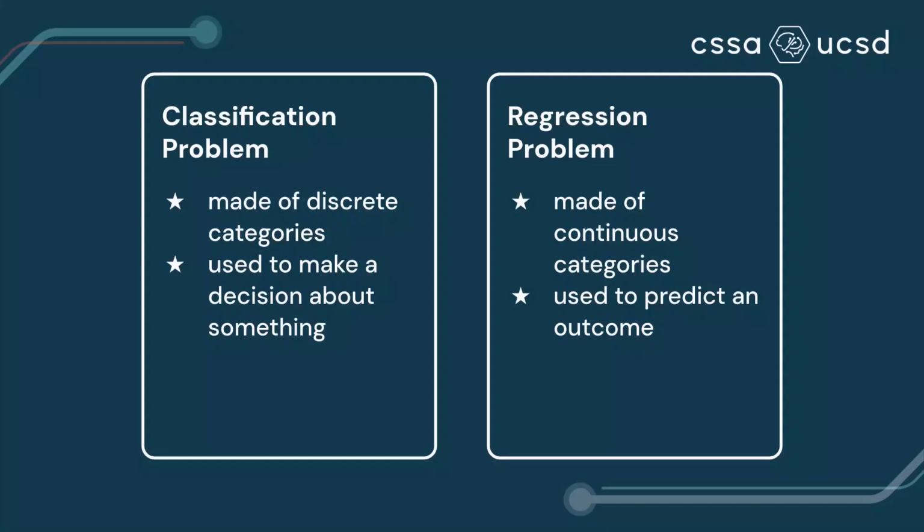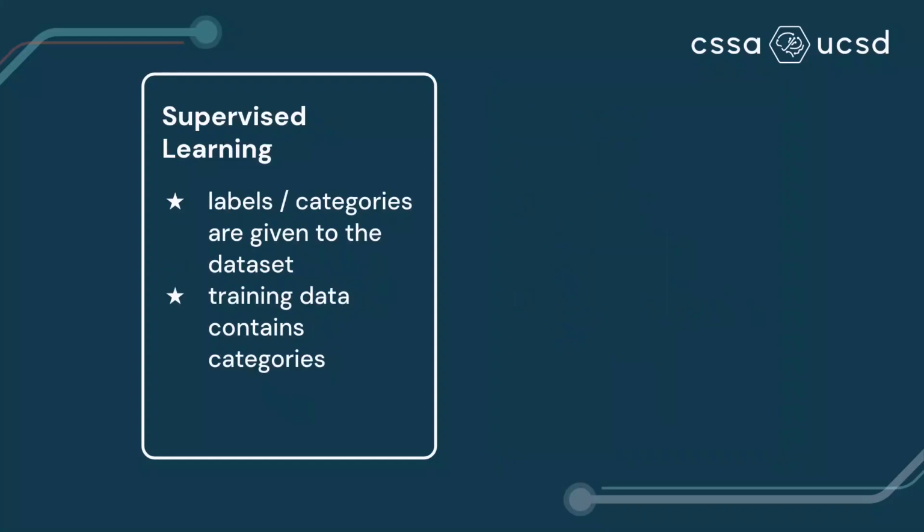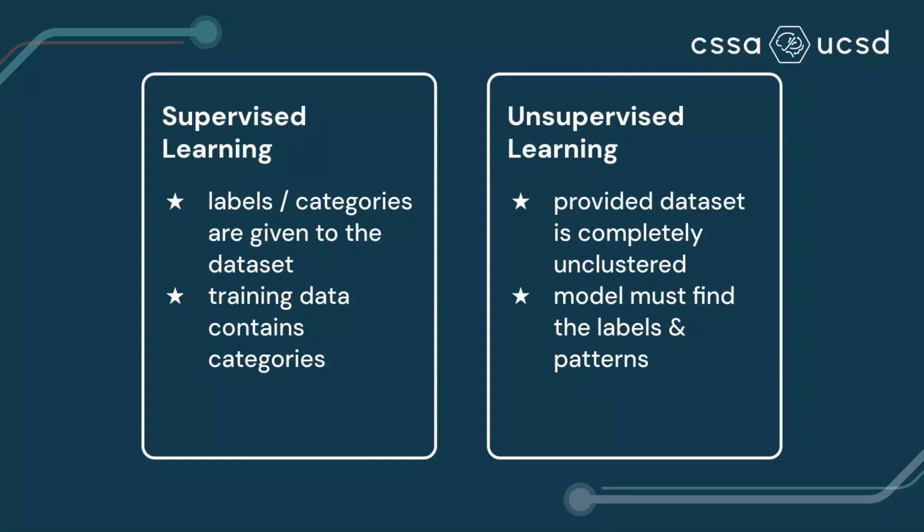Perfect. So let's move on to supervised learning. This is when labels and categories are given to the data set, meaning that the training data contains categories and that the algorithm just needs to find patterns within those categories and the variables. This is on the opposite spectrum of unsupervised learning, which is when the provided data set is completely unclustered and the model must find the labels, categories, and patterns itself.